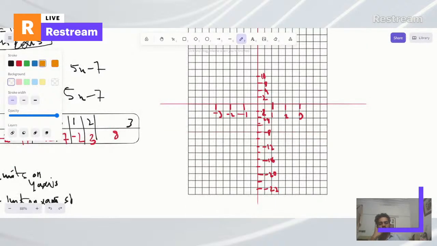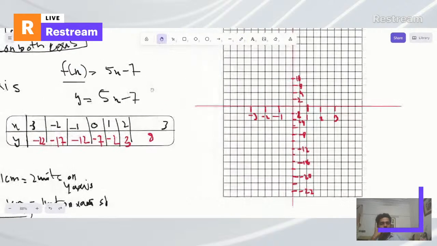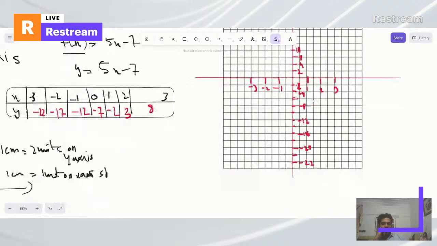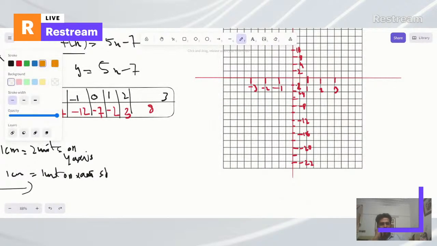Right, now I'm going to plot it. So let's find the coordinates. On -3 it's going to be -22, right? So on -3 I'm going to have to plot -22. I'm going to see -3 and then move down onto -22 and leave a point over here.